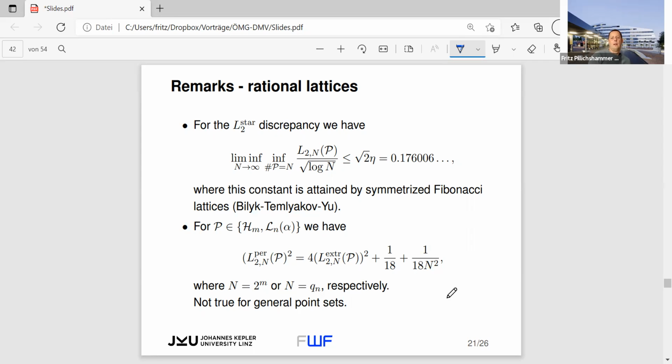The counterexamples are simply regular grids. Regular grids in the unit cube don't satisfy such a bound. So it's not valid for arbitrary point sets, but it's interesting that it holds for the Hammersley point set and also for any rational lattice.